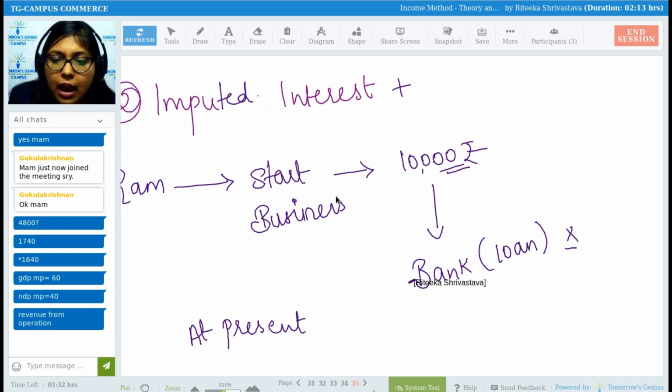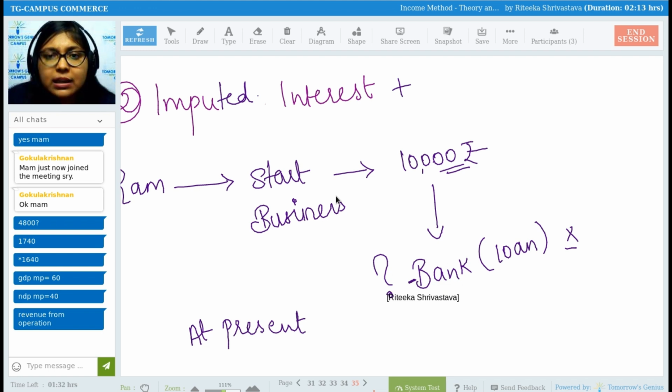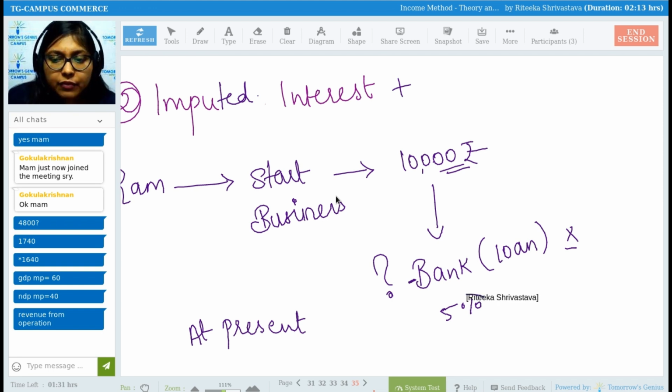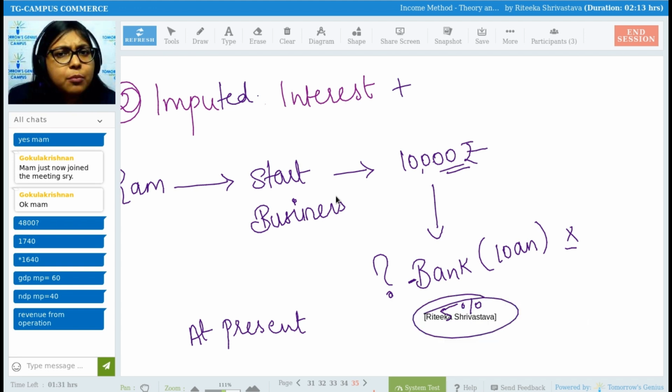bank is charging how much interest? What is the interest rate? Interest rate keeps on changing. Okay, bank to bank, time to time, interest rate keeps on changing. So at present, bank is charging 5% interest. So now what is the case? Ram will not be paying this 5% interest because he has not borrowed any money from bank. He has not taken any loan from bank.